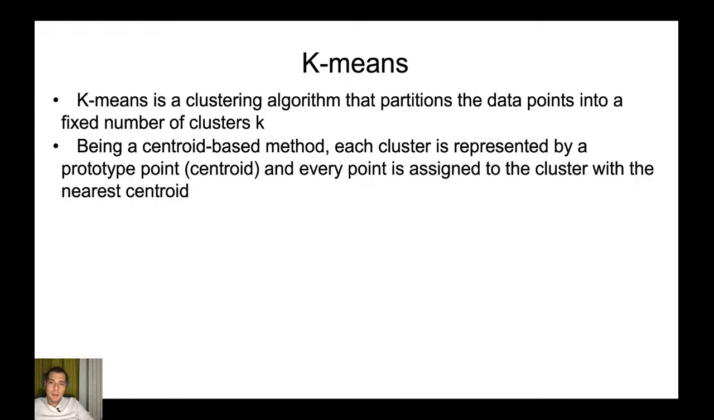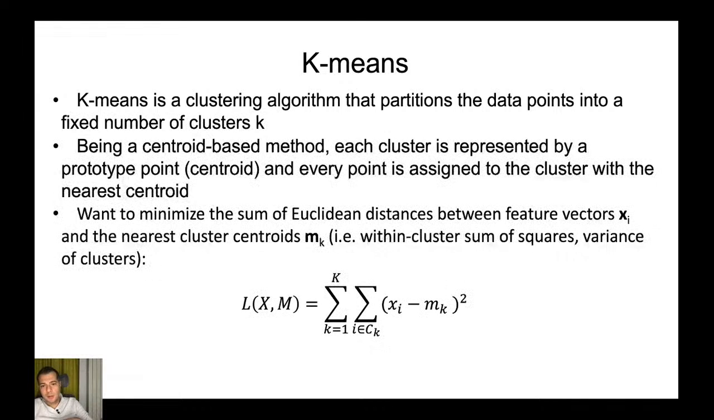If you don't have a downstream task, so you just have the k-means algorithm applied on some data, and you don't know the number of expected clusters, you also have ways to determine the number of clusters. Okay, since this is a centroid-based method, each cluster is represented by a prototype point, and every point in the data is assigned to one of the clusters, the one with the nearest centroid.